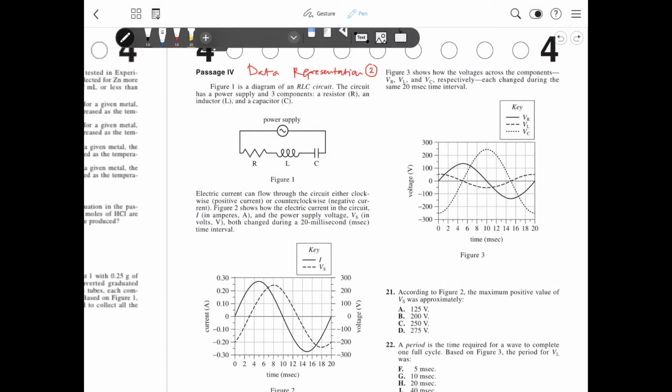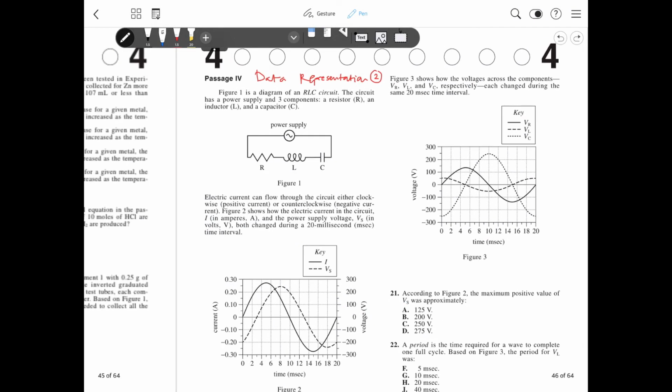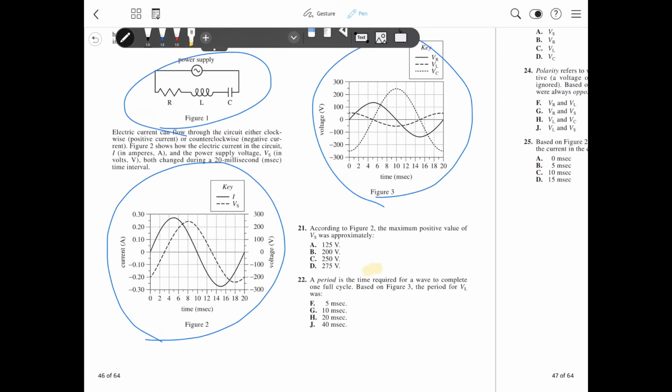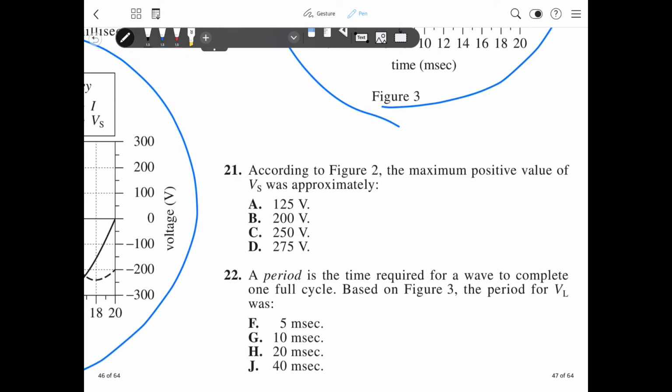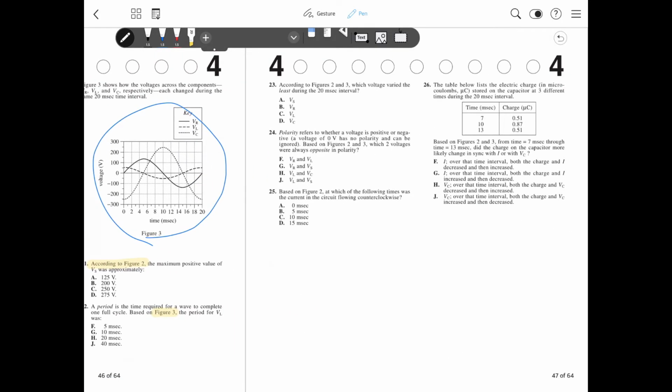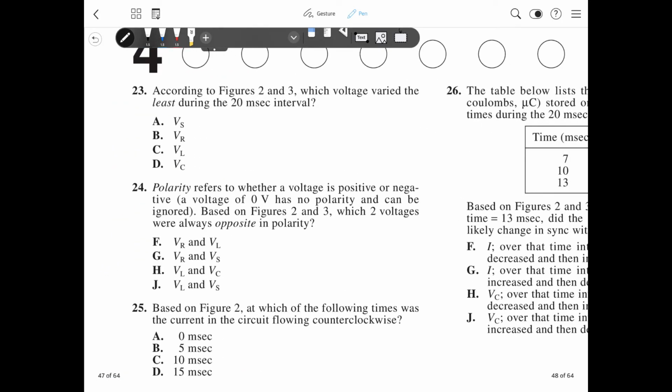Alright, so for the fourth passage of this science section, we have data representation again. As you can see here, we have a diagram labeled as figure 1. Figure 2 is a graph, and figure 3 is also another graph. If we look at the questions again, they refer to very specific figures. Question 21 talks about figure 2, and question 22 is based on figure 3. So you get the general gist. It asks a lot about different figures and the commonalities and differences that these figures have.